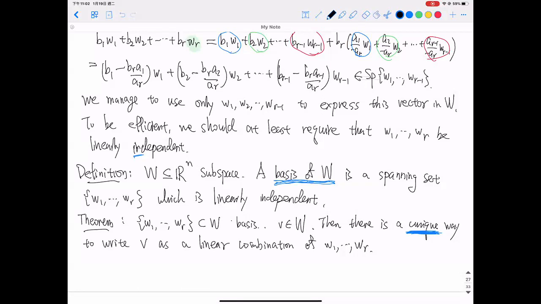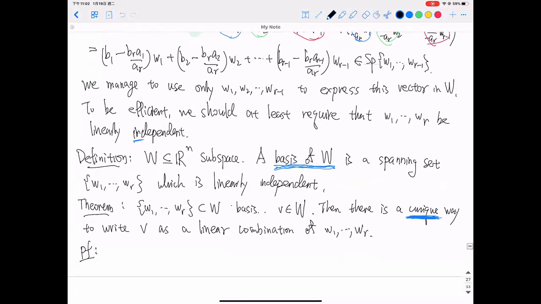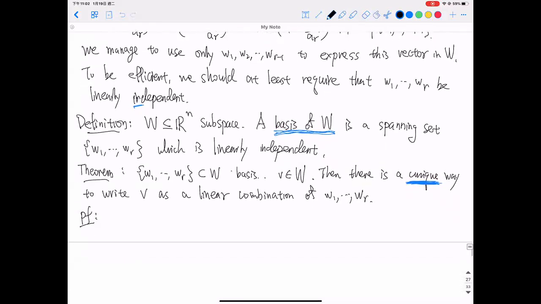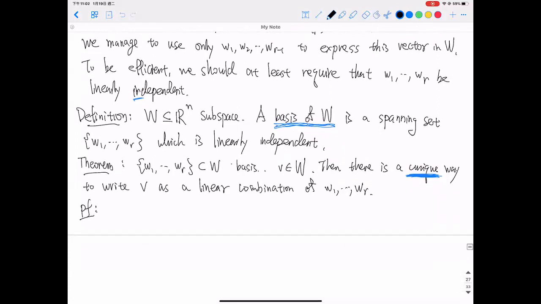Now, the proof is fairly straightforward. You want to prove that there's only one way to do it. So you assume that there are two ways, and you conclude somehow that the two seemingly different ways are actually the same way. Suppose V can be written as a linear combination of the W's in the following manner.